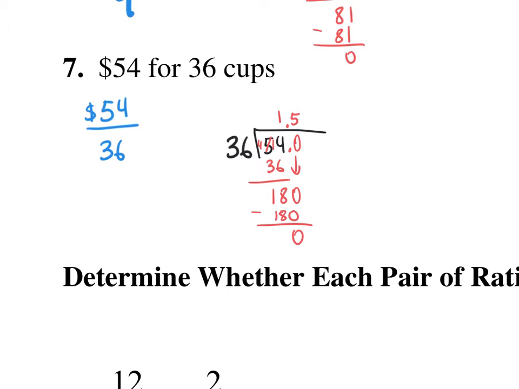On number 3, when you did your division, we get 1.5. How do we write 1.5 though in terms of money? Put in what you got for your answer for number 7. You should have put $1.50 for every 1 cup.